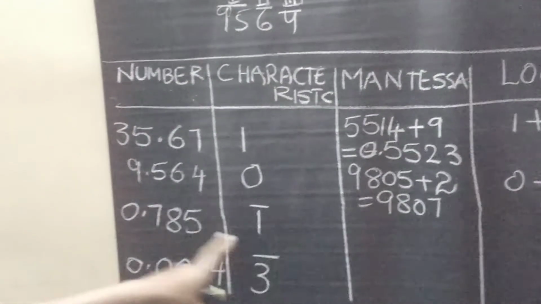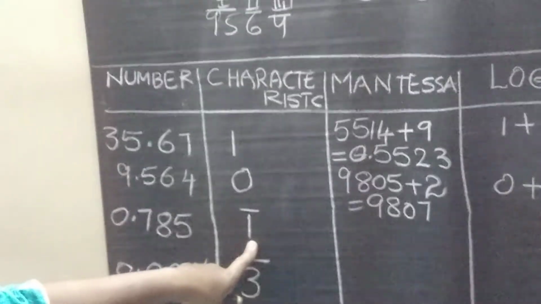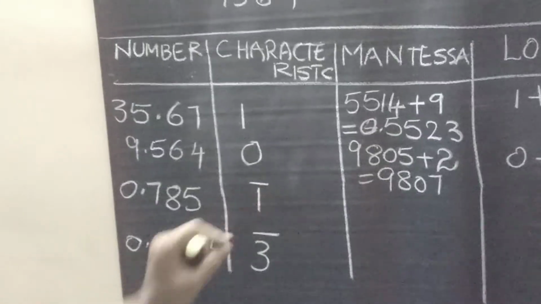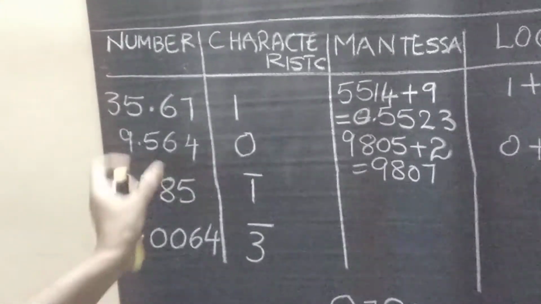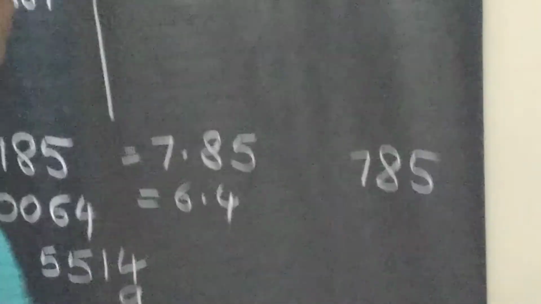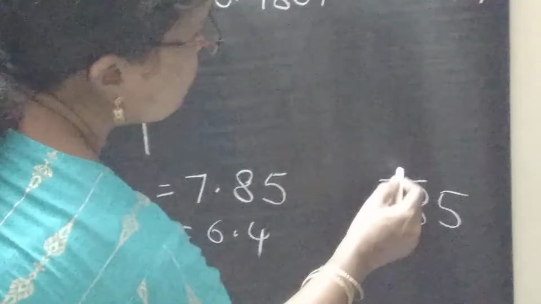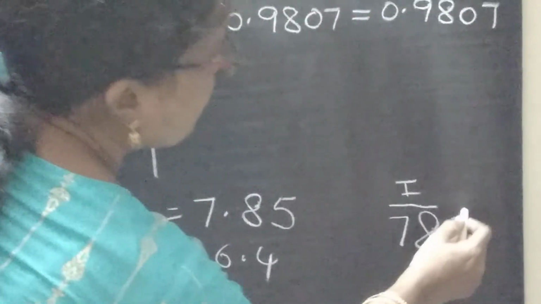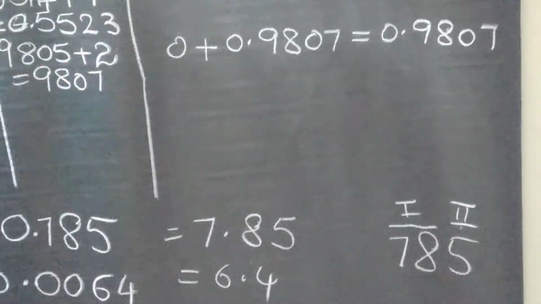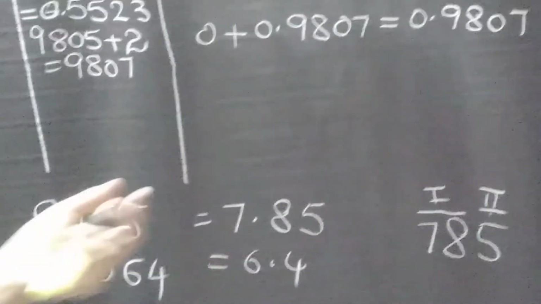And now we have to find the third value, that is the logarithmic value of 0.785. Its characteristic is bar 1. Now we have to take 4 digits, but here we have only 3 digits: 785. Take the first 2 digits as the first part and the third digit as the second part.